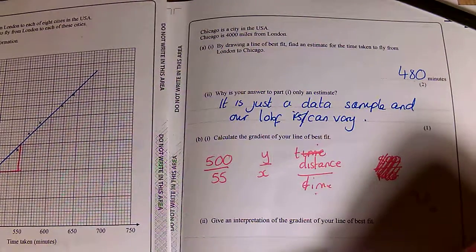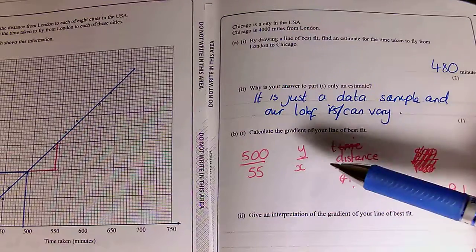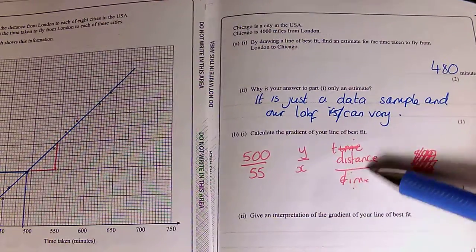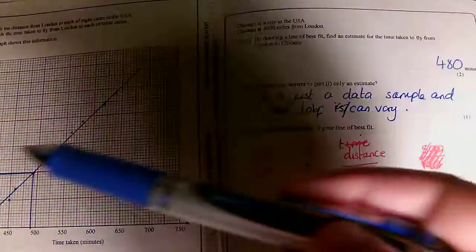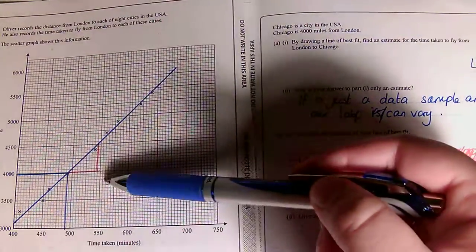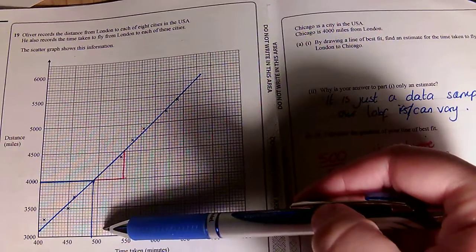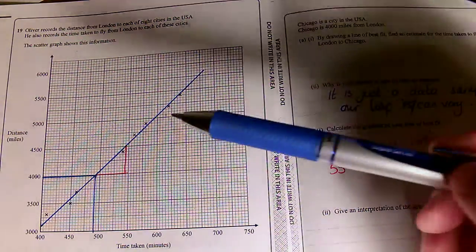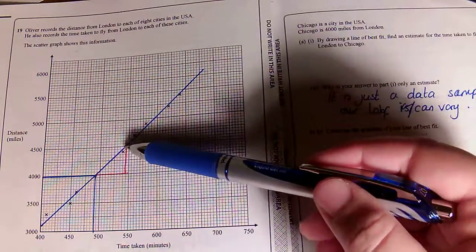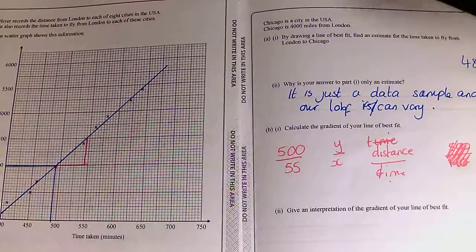So calculate the gradient of your line of best fit. To find the gradient, we just needed to know that it was the distance divided by time. So you get 1 mark for realising that it's y divided by x, or distance divided by time, because the y is distance and time is on the x-axis. So from this, I can draw on my straight line a triangle anywhere. Doesn't matter where it is, it just needs to be quite nice to be able to read off the graph.